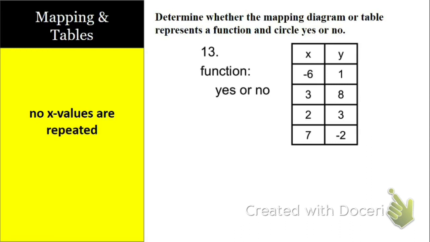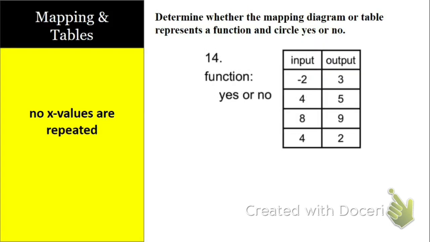In tables, you look at your x values, so your focus is always your x values. And do I have any numbers in my x values being repeated? We got a -6, 3, 2, and a 7. So no value in my x value list is being repeated. Because of that, this is a function. Okay, moving to the next example, number 14.